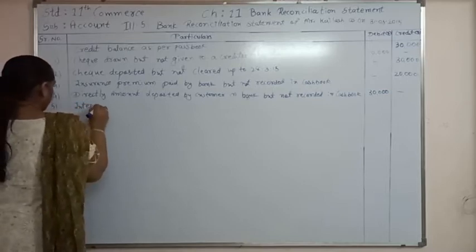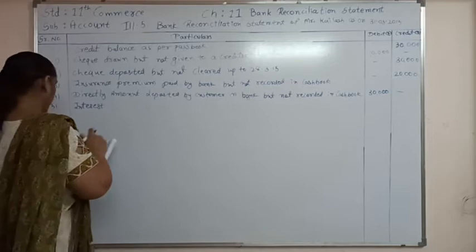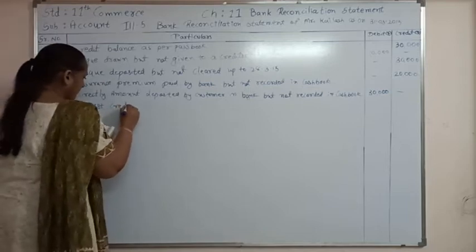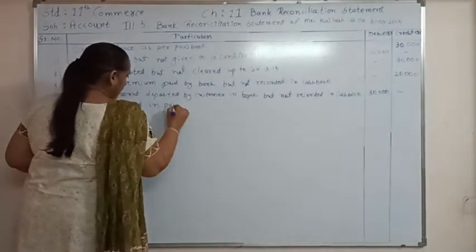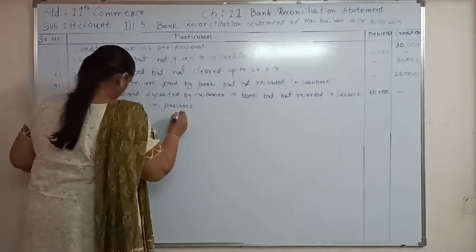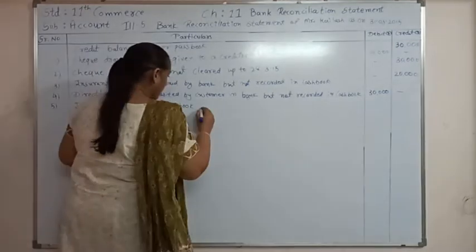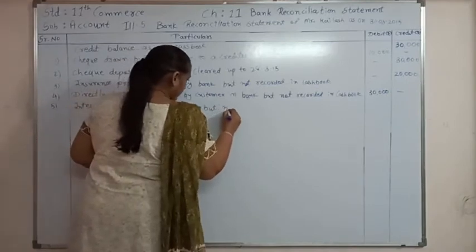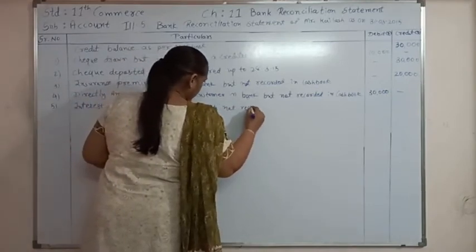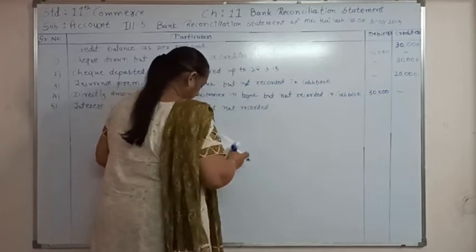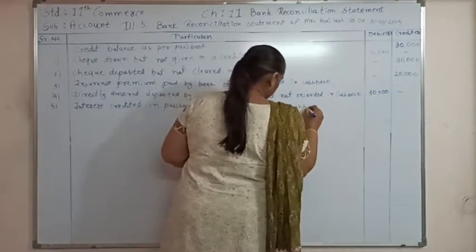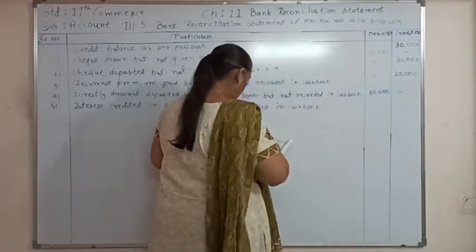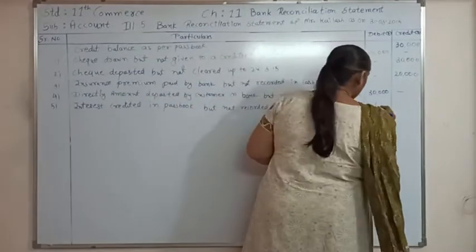Interest credited in passbook but not recorded in cash book. So that will be 1,000.